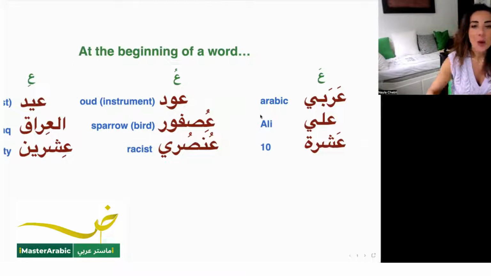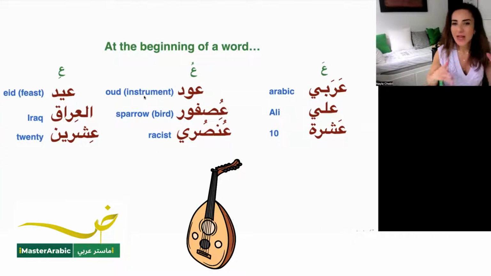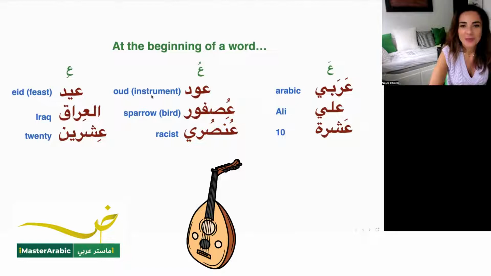Okay, now let's say oud. Oud is that Arabic guitar, music instrument, kind of sitar that's rounded from the back. Okay, oud. Repeat. Oud. And so not oud, but oud. See how it sounds Arabic. Oud.